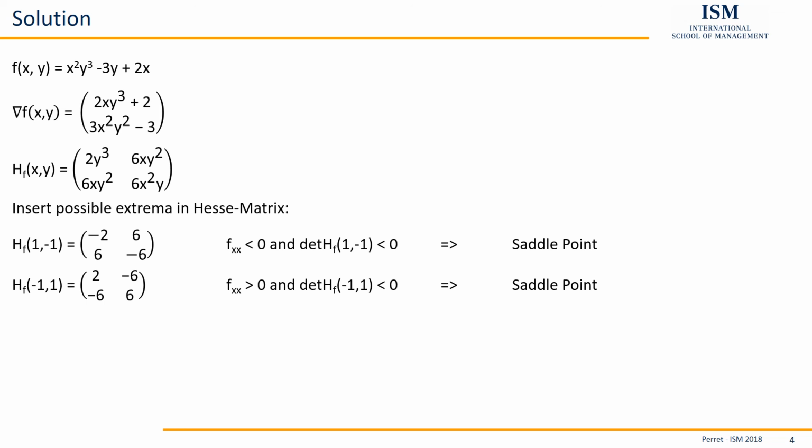Well, so we found out we have two possible extrema, 1, minus 1 and minus 1, plus 1. However, both of them are saddle points. This then concludes this exercise, and I hope you enjoyed listening to it.